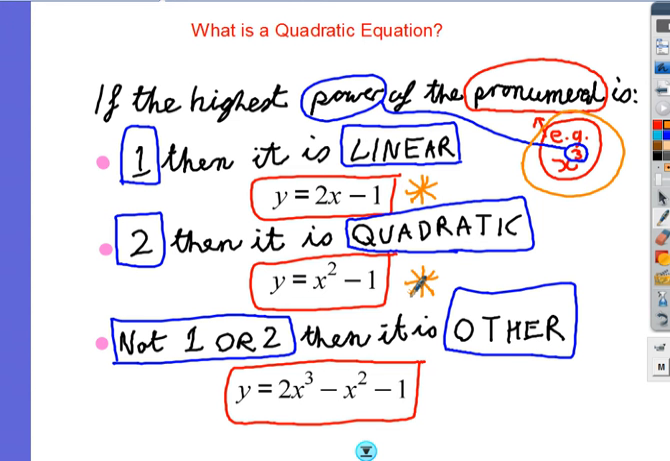And finally, if it's not 1 or 2, then say if it's 3, as in this example, 2x cubed minus x squared minus 1 equals y, then the highest power is 3, which is not 1 or 2, so we just call it an other kind of equation. So just put the video on pause so that you can stop the video and just write those rules down.